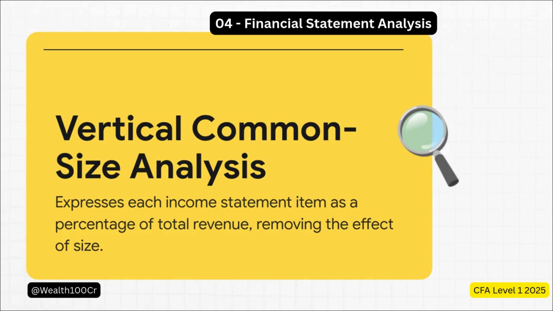So how do we do that? How do we standardize? Well, our first tool in the toolkit is something called vertical common size analysis. The idea is actually really simple but incredibly powerful. You take every single line on the income statement and you express it as a percentage of total revenue. Revenue becomes your 100% baseline. This immediately strips away the effect of size, letting us compare a corporate giant to a tiny startup, or track one company's journey over 5 years, all on a true apples-to-apples basis.